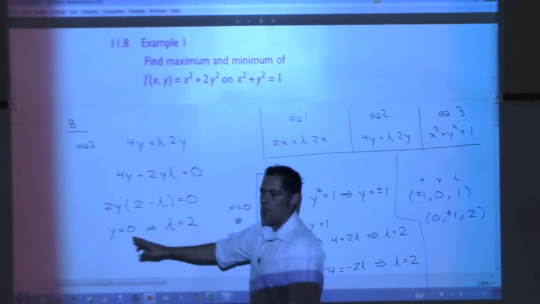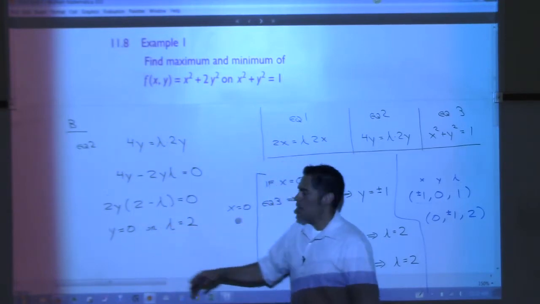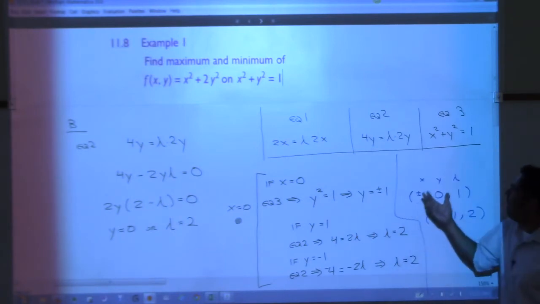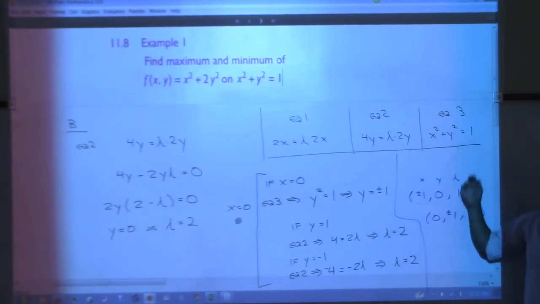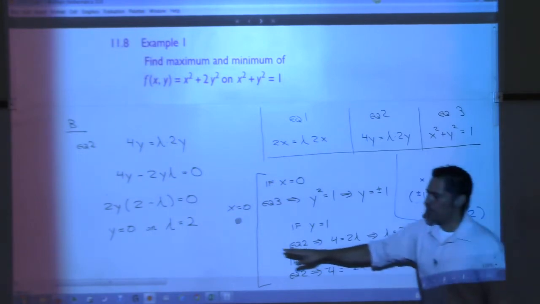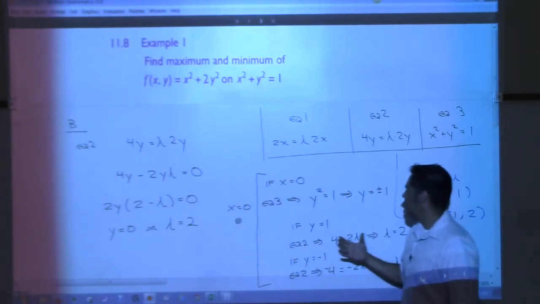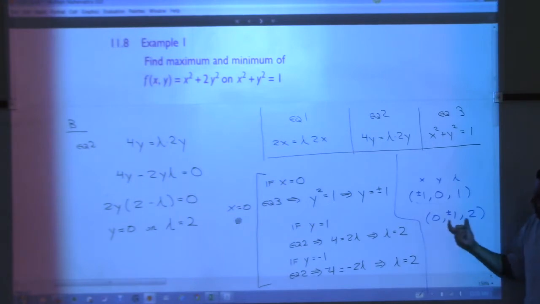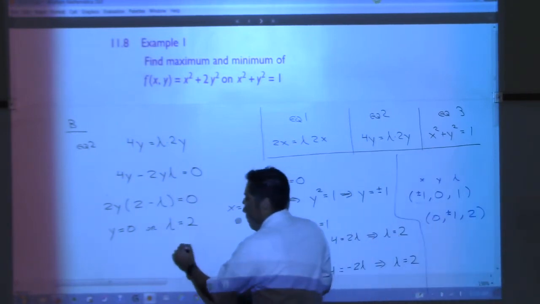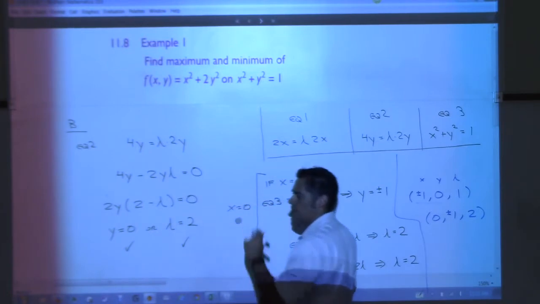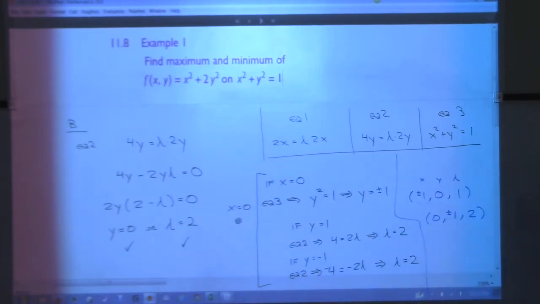Now, do I need to look at y equals 0? No. I already know what would happen. If y is 0, x is plus or minus 1. I already have this scenario taken care of, don't I? What if lambda is 2? I already have that scenario. When lambda is 2, I have this already covered, don't I? So I have exhausted these two scenarios already, so I don't need to consider them.